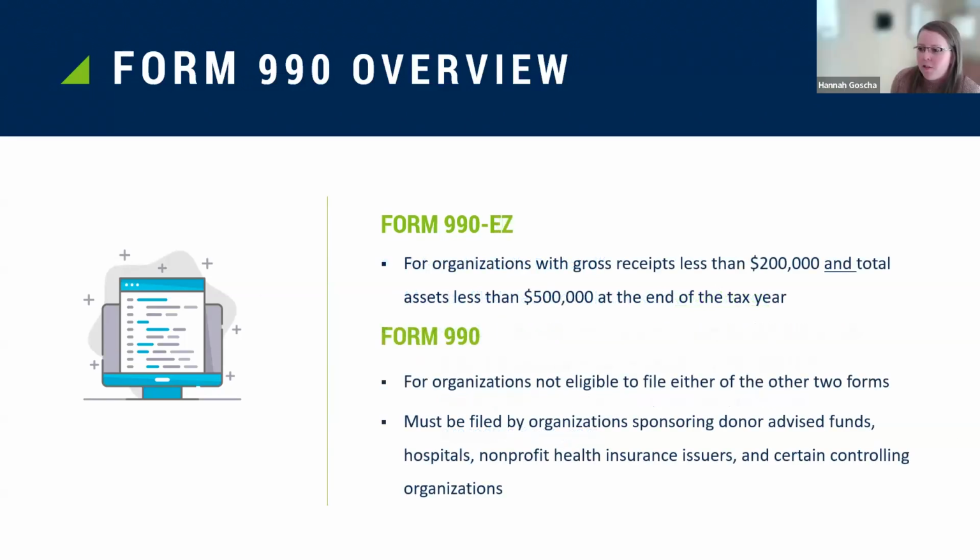And then if you're a little bit larger, with gross receipts less than $200,000 and assets less than $500,000, you can file the EZ, which is just a 4-page short form with condensed financial information. If you don't qualify for either of those, you have to file the full Form 990. And then there are some other organizations, like donor advised funds and hospitals, that have to file the Form 990 no matter what.